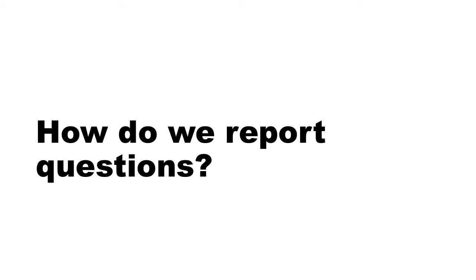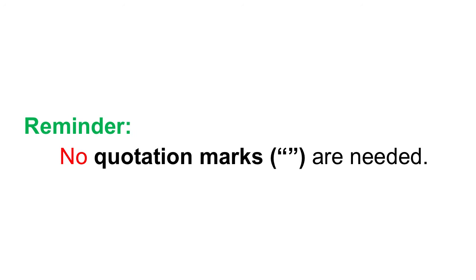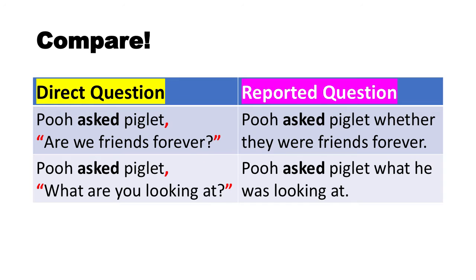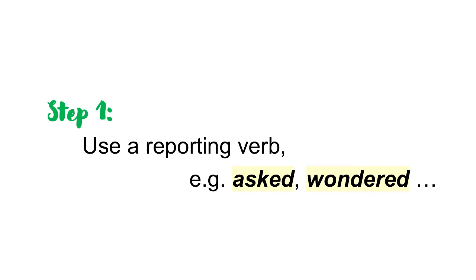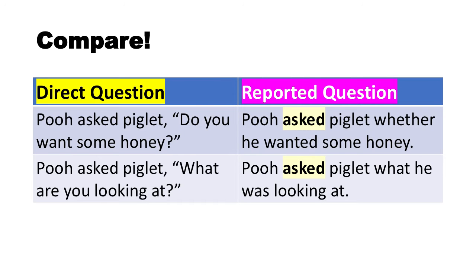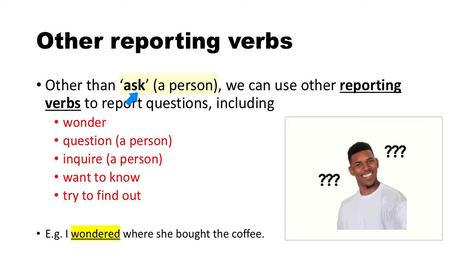How do we report questions? Here are some very useful steps for you to follow. Reminder: no quotation marks are needed in reported speech. Step 1. Use a reporting verb like asked, wonder, etc. Other than ask a person, we can use other reporting verbs to report questions, including wonder, question a person, inquire a person, want to know, or try to find out. For example, I wondered where she bought the coffee.